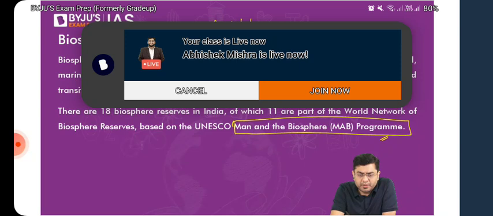So can include multiple national parks and wildlife sanctuaries within its boundary. Okay, this talks about the Man and Biosphere Program.